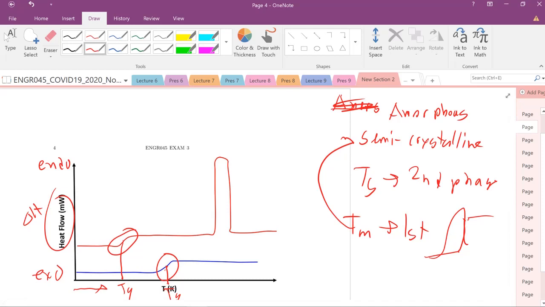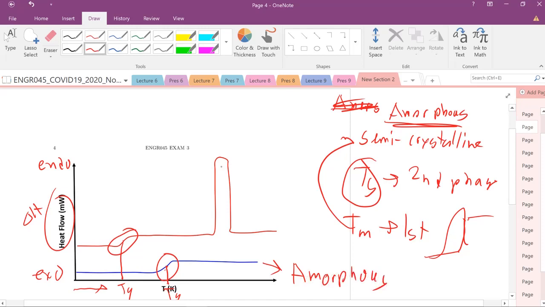Now, which one of these is amorphous, which is semi-crystalline? Well, we know amorphous polymers will not have any crystalline region, so they will only exhibit a TG. In this curve, the blue curve doesn't exhibit any first order phase transition. So this is our amorphous polymer.